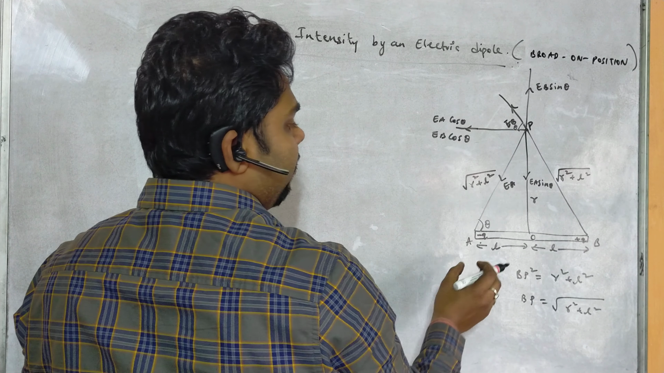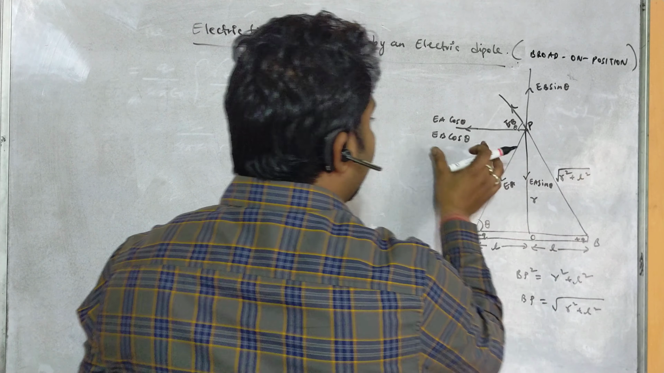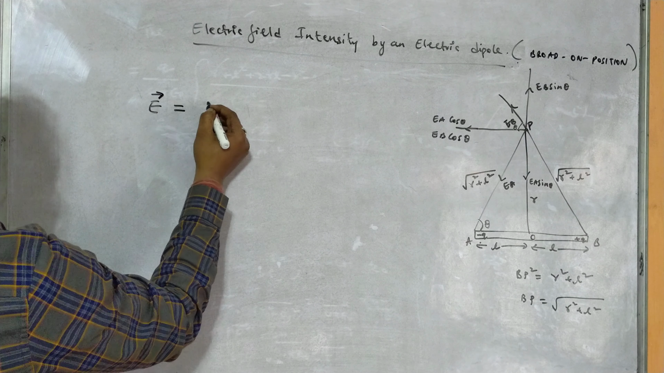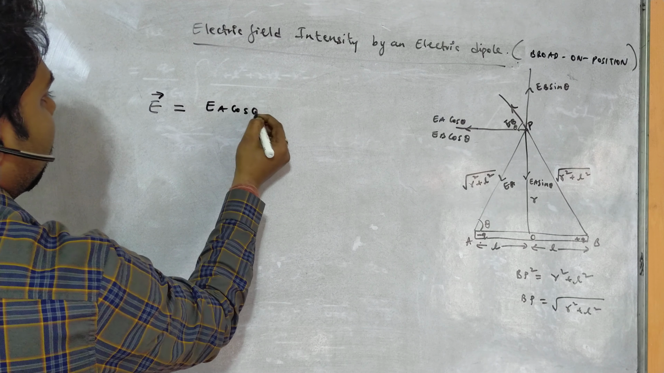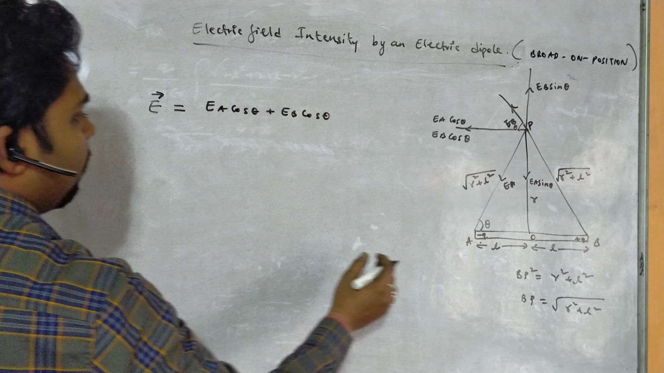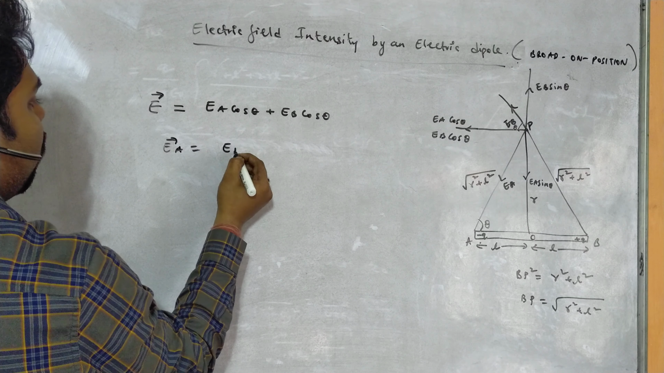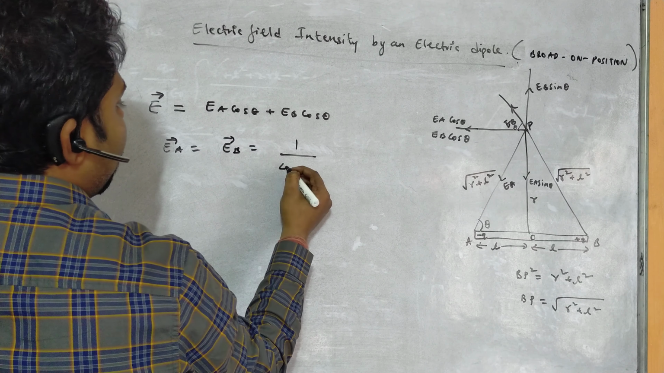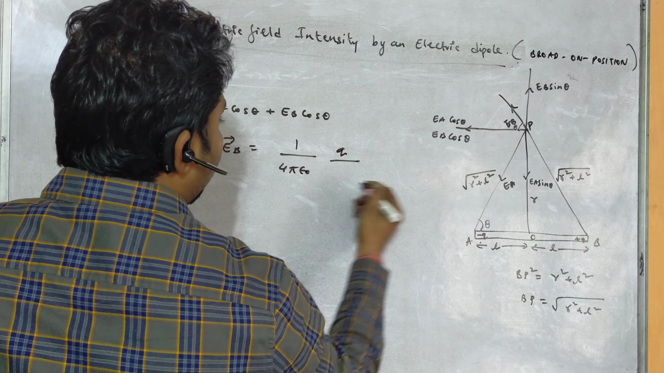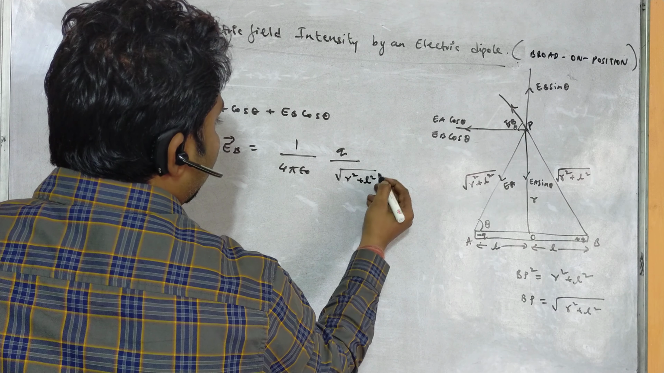That is the horizontal component of the field due to the charge at A and the horizontal component due to the charge at B. So the total electric field at point P is given by EA cos theta plus EB cos theta. As the magnitude of both the charges is the same, here we consider EA equals EB, that is equal to 1 by 4 pi epsilon naught Q by R square. What is the distance here? That is root under R square plus L square, whole square, right?